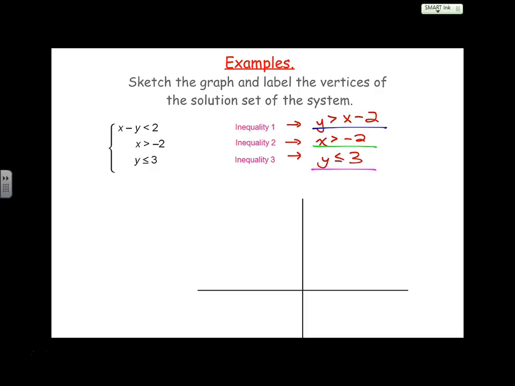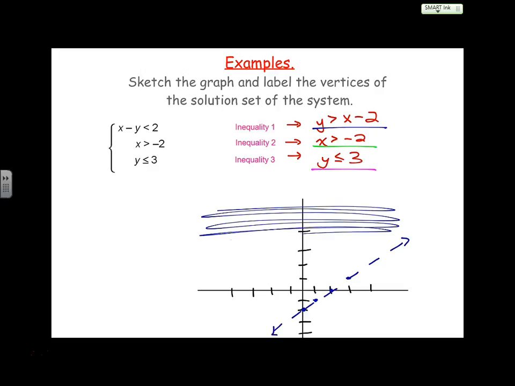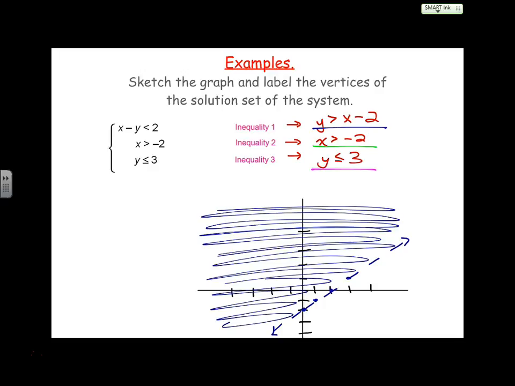Okay. So if I was to go ahead and graph the blue, we need to make our y-intercept at negative 2, right guys? So minus 2, up 1 over 1. Slope is 1, right? Rise over run. Why am I going to do dotted instead of solid? It's not equal to the line. Yep, it's not equal to. Why am I shading above? Because it's greater than. Exactly.